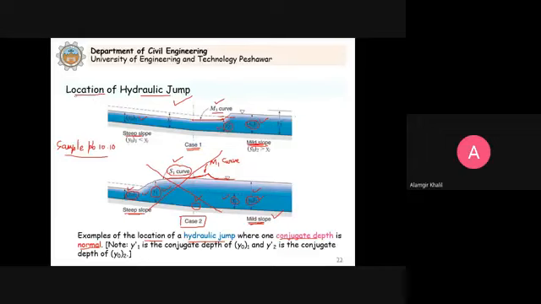Now the next thing is the location of the hydraulic jump. I will solve another problem. This is already solved problem. You can solve by yourself. I already explained. There, from the numerical values, you will confirm what I'm explaining here. I will solve another problem to save time.